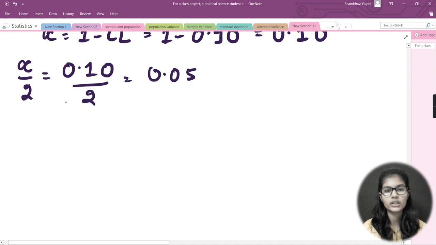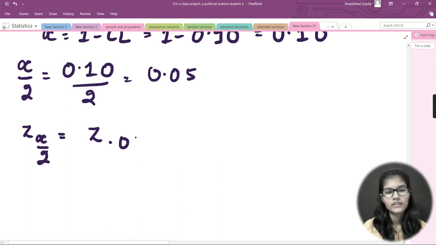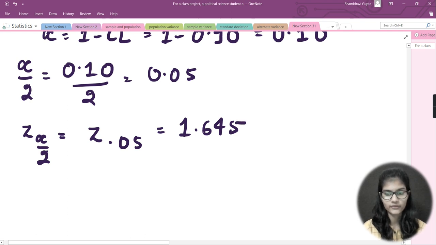Now what to do here? Next, what I need to do is find out z alpha by 2, and that is equal to z of 0.05, and that is basically 1.645. Okay, now that I have found it.